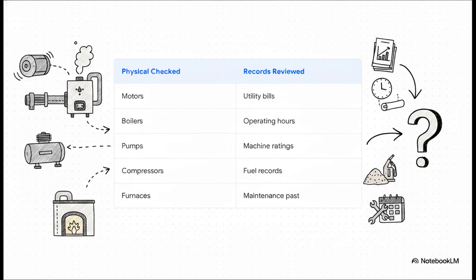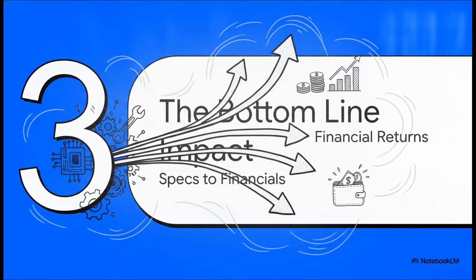If your fuel purchase records say you're buying massive amounts of coal, but your boiler output is relatively low, well, that discrepancy right there proves you've got a major efficiency leak. The records validate the physical findings. Okay, Section 3, the bottom line impact.